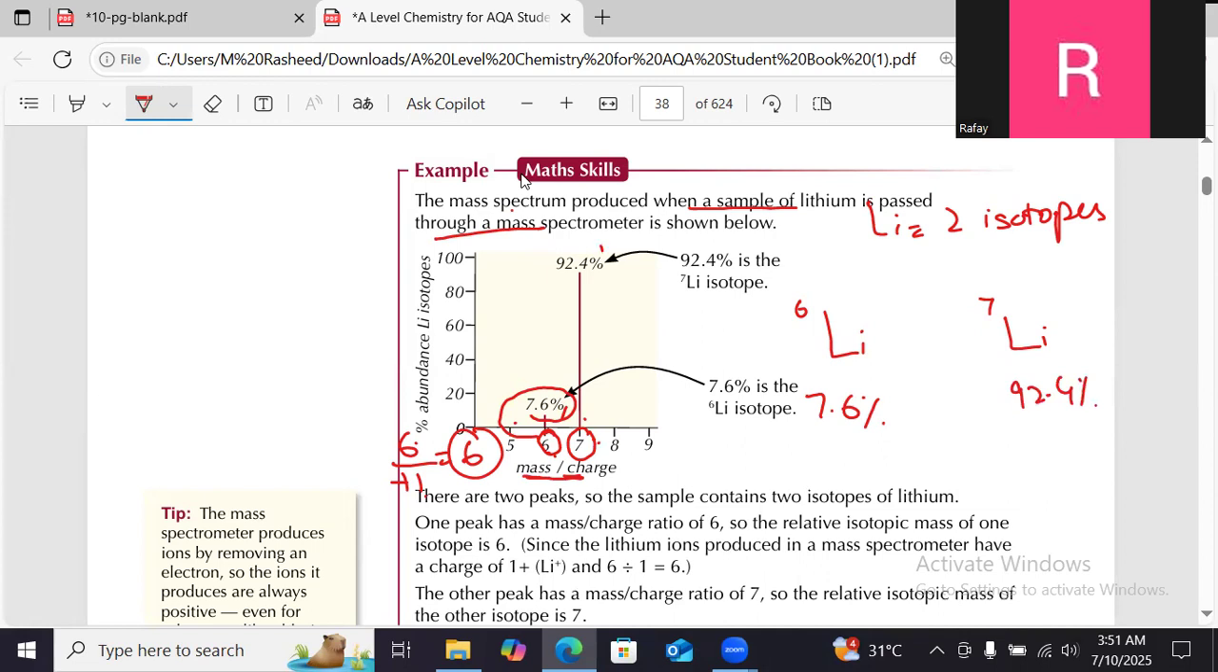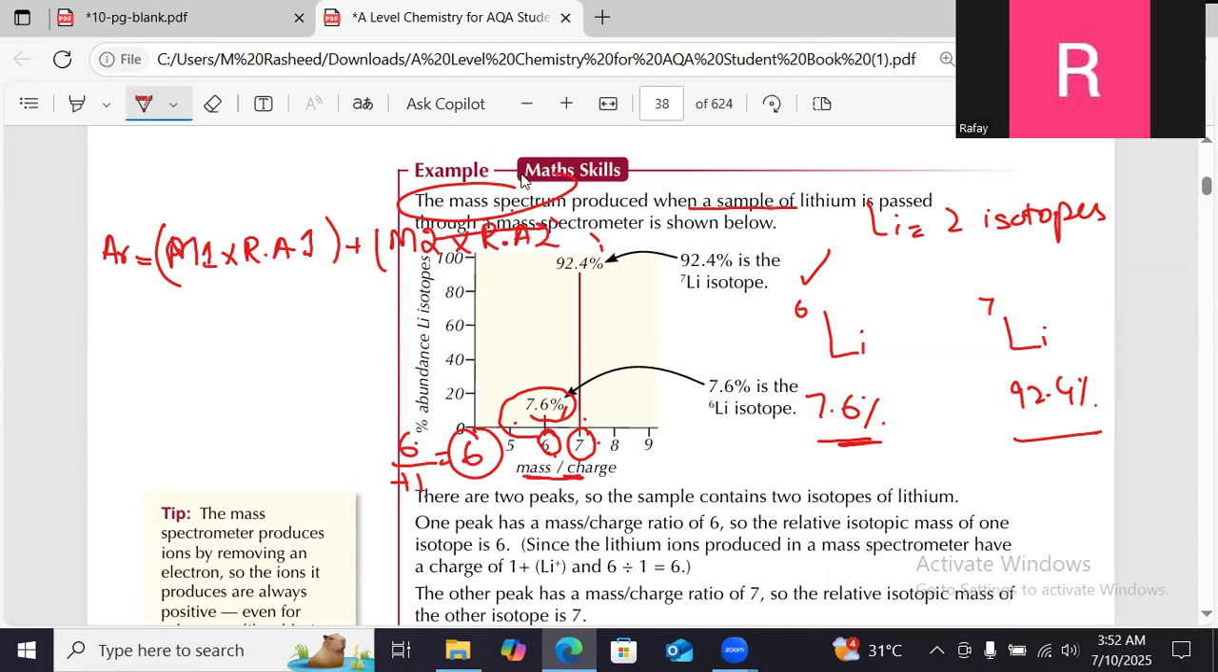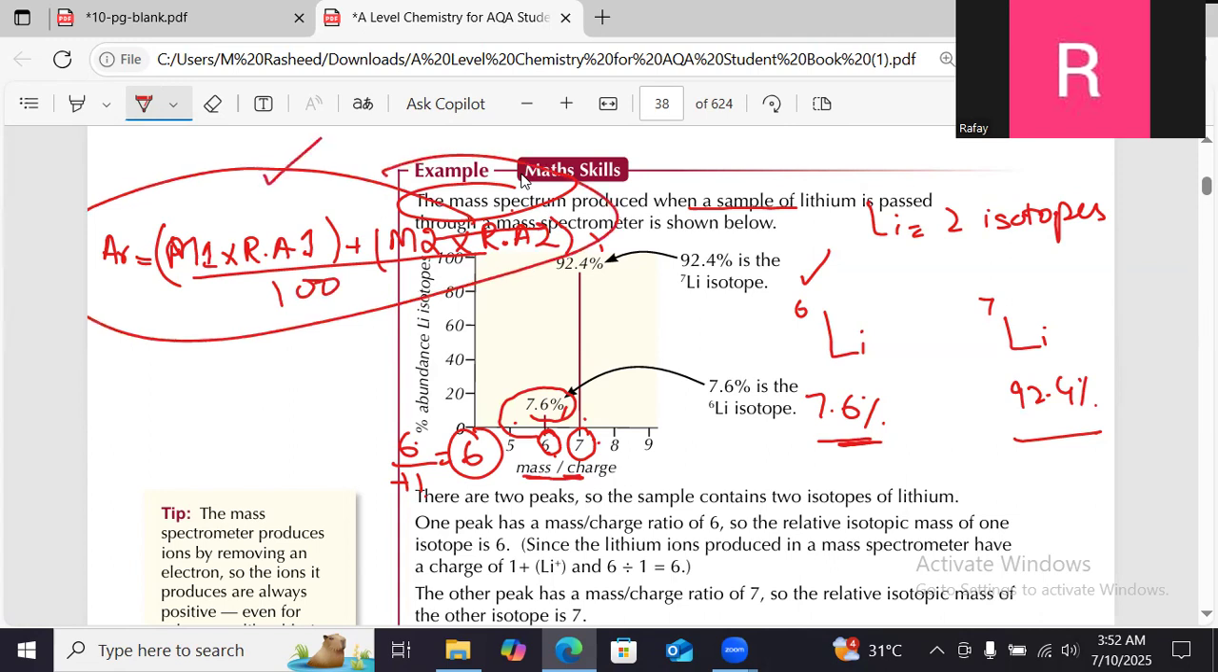The purpose of the mass spectrum is to figure out the mass of the isotopes and the relative abundance. Because if we know both of these, then we can figure out the relative atomic mass of the element. If you remember, the formula for relative atomic mass is mass of isotope 1 times relative abundance of isotope 1, plus mass of isotope 2 times relative abundance of isotope 2, divided by 100. This is the formula. We studied this in the last lesson as well.